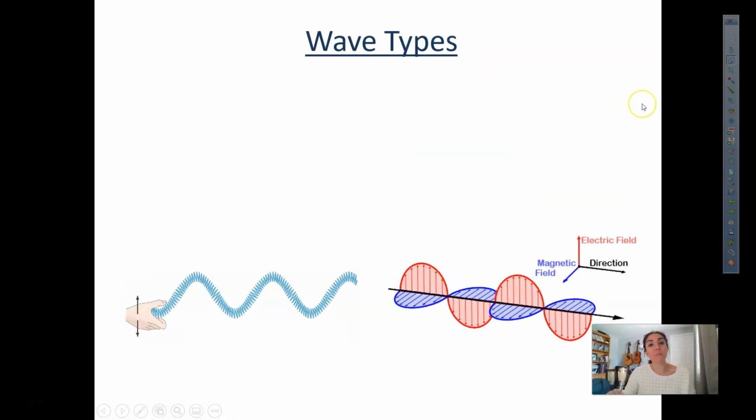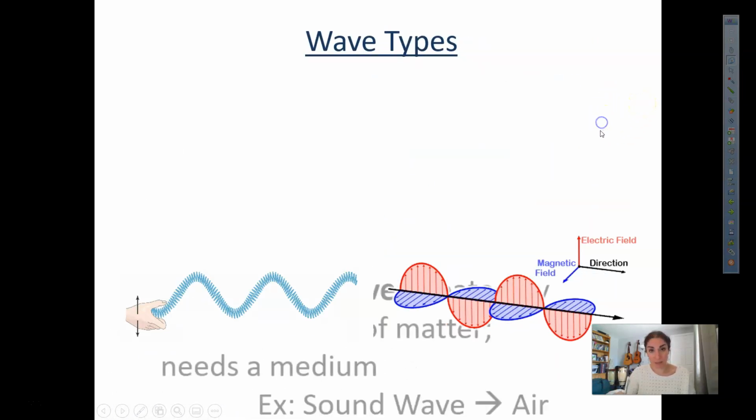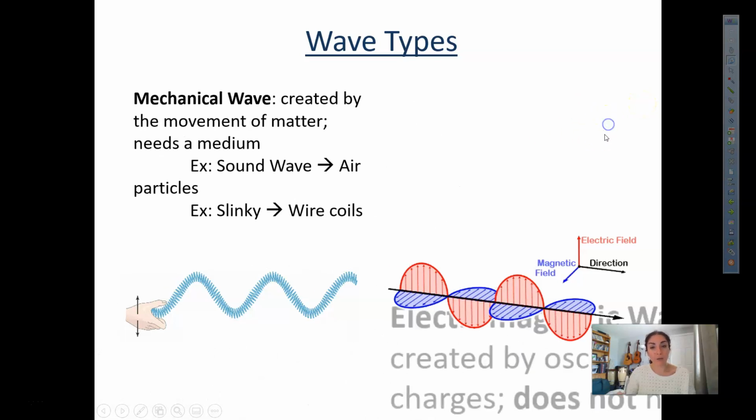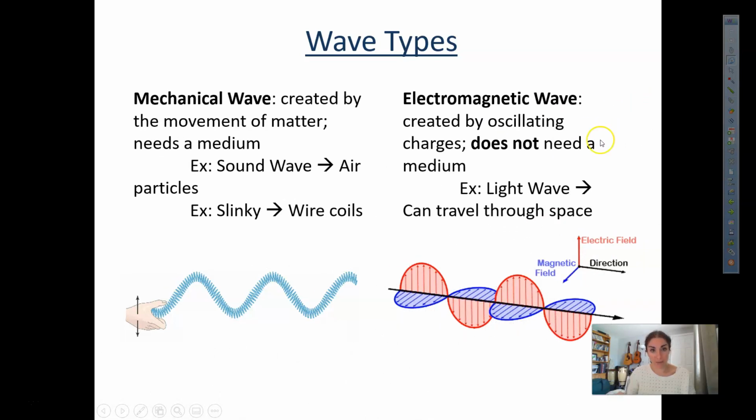Two other types of wave. This is based on medium, not disturbance. There's a mechanical wave and an electromagnetic wave. Those are two different types of waves. With the mechanical wave, what you're doing is moving matter, which is pretty much everything, anything that you physically move. So a slinky, water, sound, all those are mechanical waves because you physically move matter.